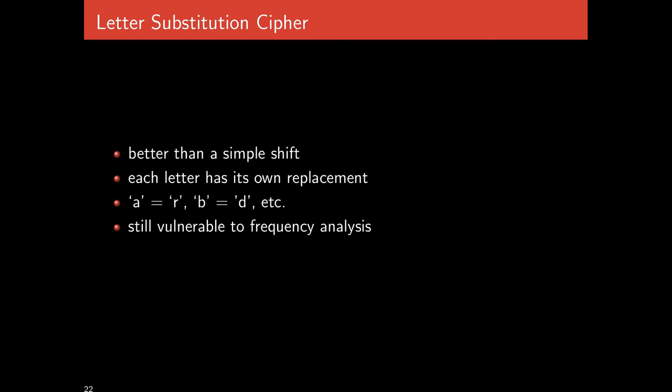Another approach is a letter substitution cipher. Now, this is better than the simple shift, where every letter shifts by three. In a sense, we're permuting the alphabet. We could say that A is the letter R, B is the letter D. We can pick, we just shuffle the alphabet.